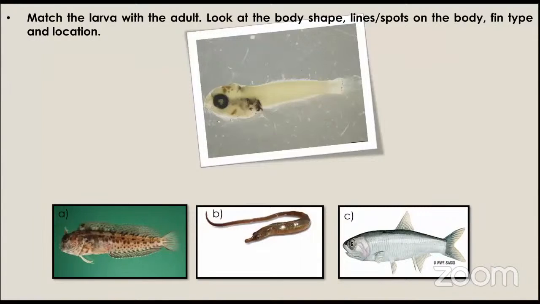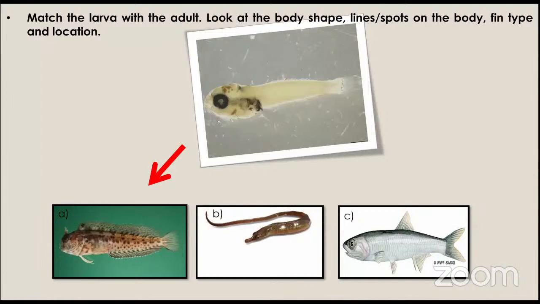So the next, here we have another larvae. I want you to look at the shape of the body. I think the important characteristic here is the shape of the body. When you're looking at the shape of the body of that larvae, which adult do you think that larvae is going to grow into? I'm going to give you a second to think about that.